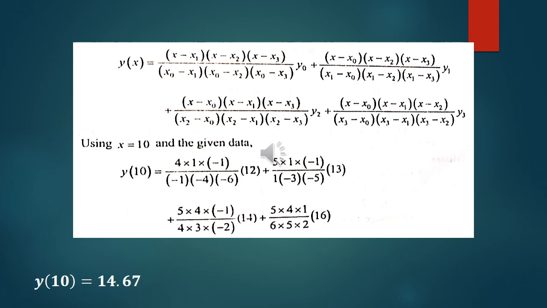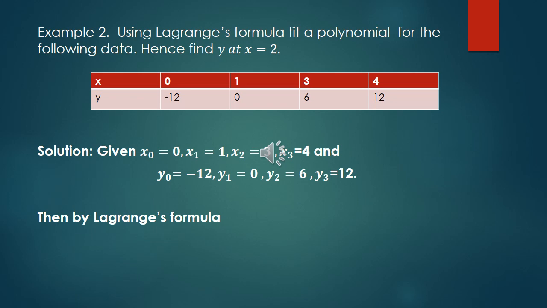Finally, calculating this, we get y of 10 is equal to 14.67. Example 2. Using Lagrange's formula, fit a polynomial for the following data. Hence, find the value of y at x equal to 2. The x values are 0, 1, 3, 4 and the corresponding y values are minus 12, 0, 6, 12. The question is to find a polynomial corresponding to the data set.